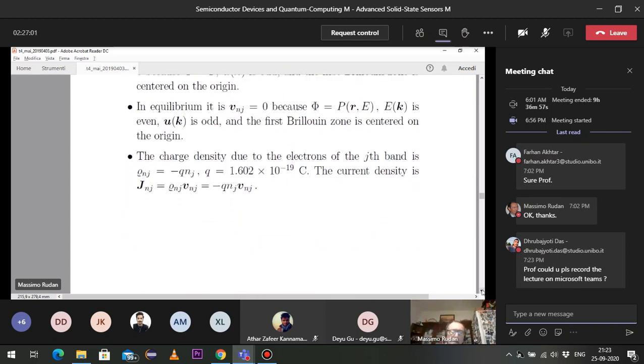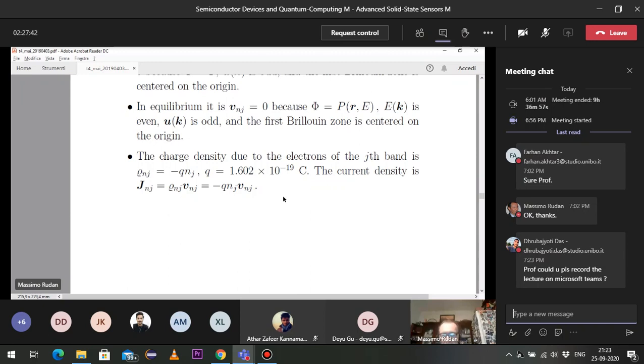Okay? Now, can we translate this in the language of the standard electric theory? Well, yes. If you take the band of index J and consider that this band has a concentration of electrons equal to Nj, each electron has a charge that is minus Q. Q is the absolute value of the electron charge, that is 1.6 times 10 to the minus 19th Coulomb.